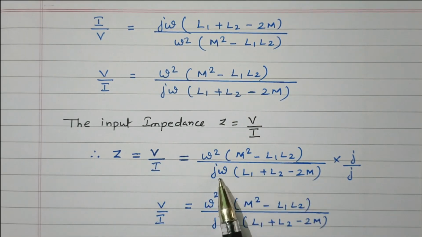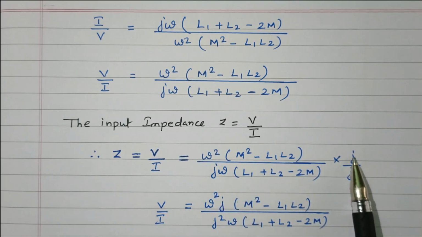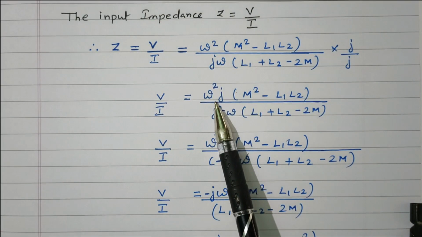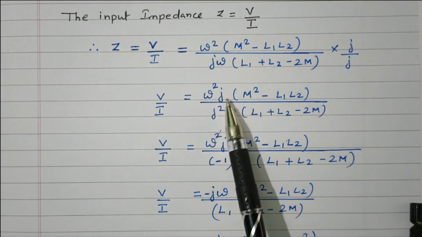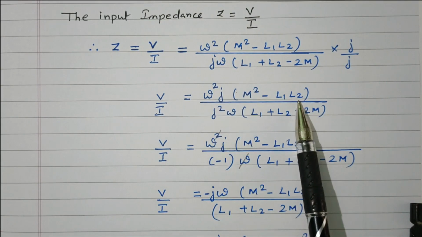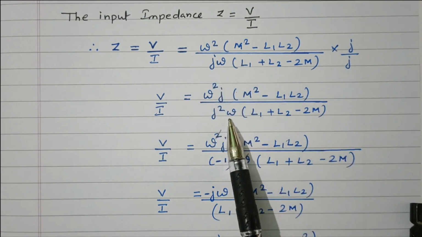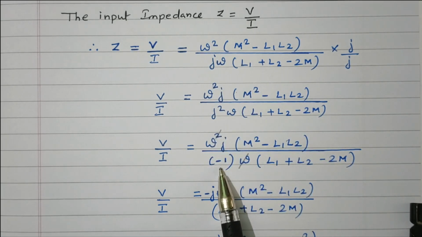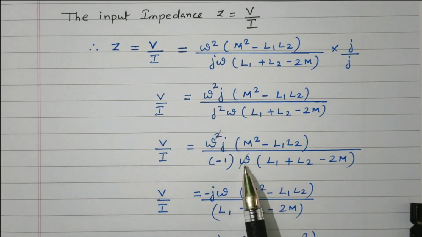In order to bring this J, again it is multiplied and divided by J, so that we can go for further simplification. So what happened here? Omega square into J, this J is available, into M square minus L1 L2. Here J is available 2 times: J square omega L1 plus L2 minus 2M. J square is minus 1, and one omega term got cancelled. So what we have is minus J omega M square minus L1 L2 divided by L1 plus L2 minus 2M.